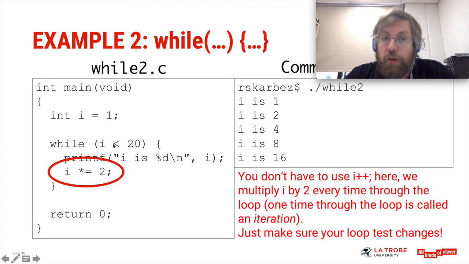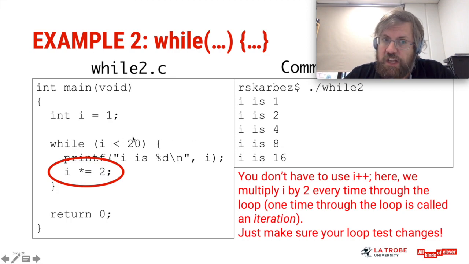Is 2 less than 20? Yes. Print out 2. Multiply I by 2. So now it's 4. Is 4 less than 20? Yes. Print I is equal to 4. Multiply it by 2. So it's now 8. Is 8 less than 20? Yes. So I is 8. Times equal 2. I is 16.